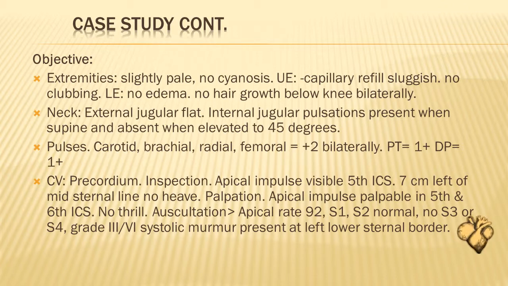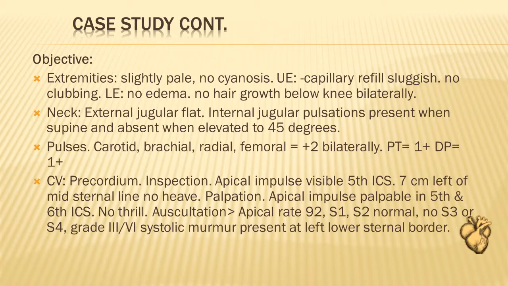So on our assessment, I'm just going to run through this and you can read it, but positive things: slightly pale upper extremities, capillary refill was sluggish. He didn't have any edema, but he didn't have hair growth below his knees bilaterally. He is positive for JVD pulsation when he was supine, but not when he was elevated to 45 degrees. Carotid, brachial, radial and femoral pulses were all okay. His PT and DP were only 1+.